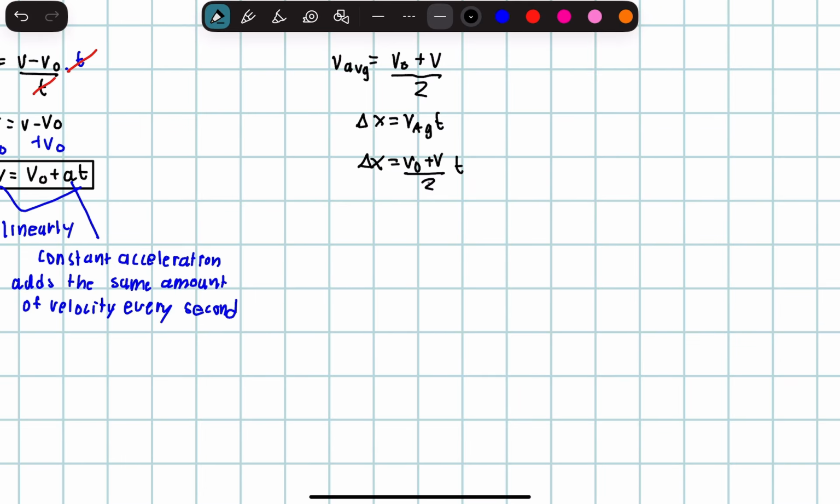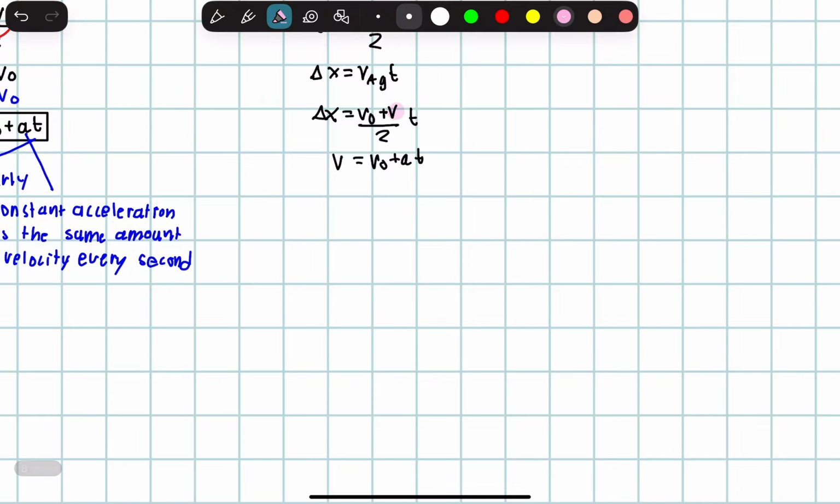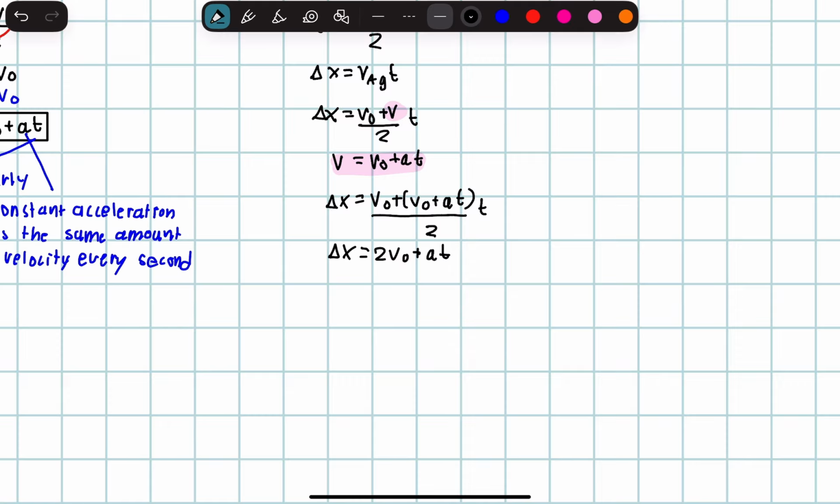Now, we can substitute in v is equal to v initial plus at. And we have that delta x is equal to v initial plus acceleration times time, divided by 2, times t. And this gives us delta x is equal to 2 times v initial plus the acceleration times time, divided by 2, times t.